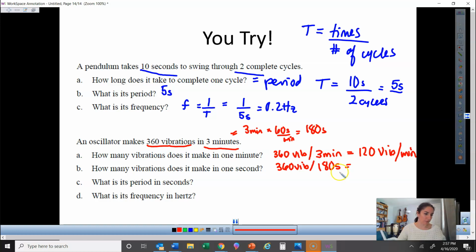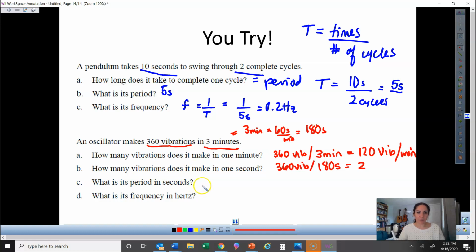I think it's 3, but we're gonna check that. Nope, it's 2. Hold on. I think I'm okay. Vibrations per second. Yeah, in 1 second. Okay, sorry, I got all confused. Okay, so 360 vibrations per 180 seconds, so you get 2. Okay, that's good.